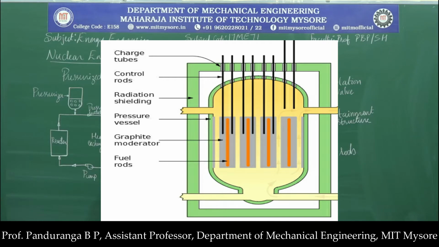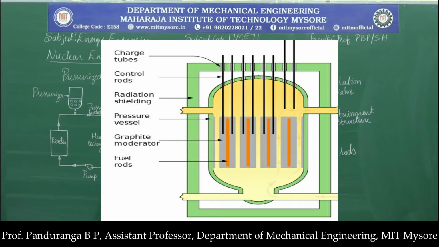If you need a larger amount of energy to be released, then we will withdraw the control rods from the reactor core, and if you need very little energy, then we insert the control rods into the reactor core. The control rods absorb the neutrons and reduce the number of fission reactions, thereby reducing the amount of energy released in the nuclear reactor.